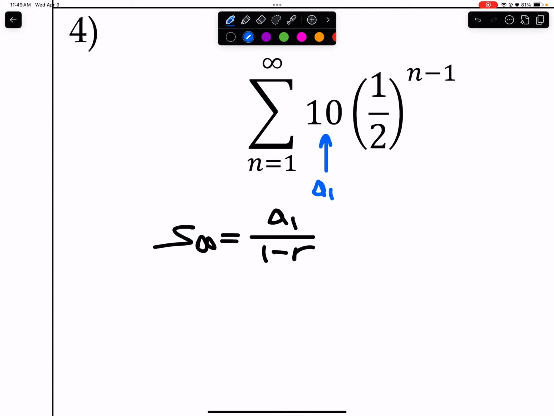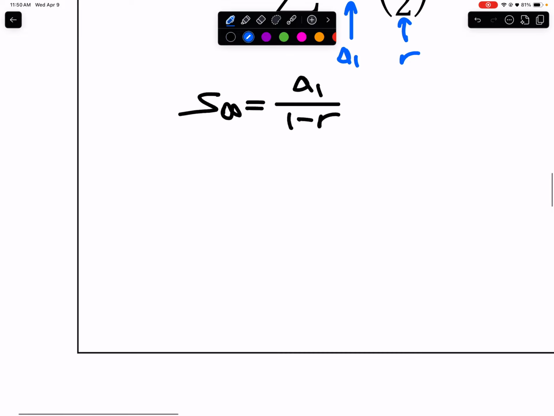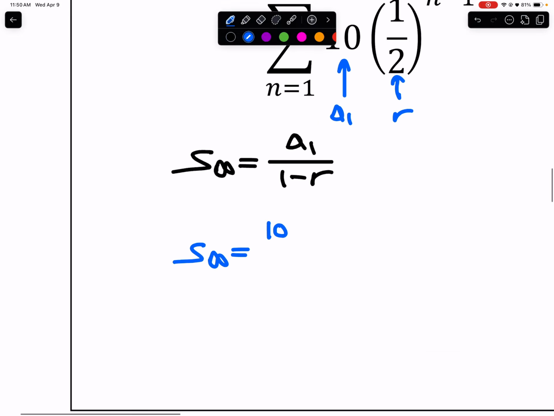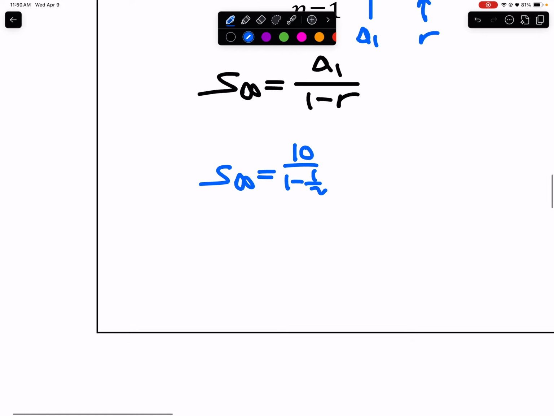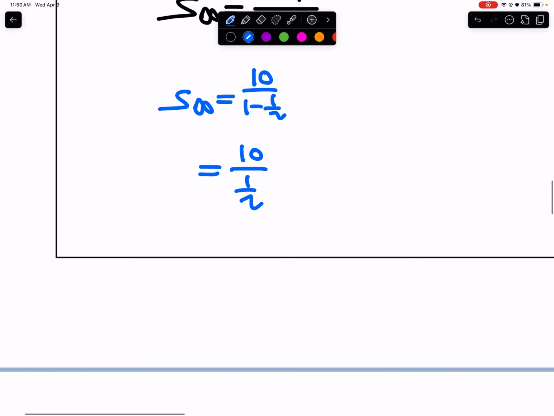So I know the very first value in my series is going to be 10, and then I also know that my common ratio is going to be just 1/2. So when I plug in, I'm going to have 10 divided by 1 minus 1/2, which is the same as doing 10 over 1/2, which when I divide by a fraction, I'm going to multiply by the reciprocal. So that's 10 times 2 over 1, which means my infinite sum for this problem would be 20.